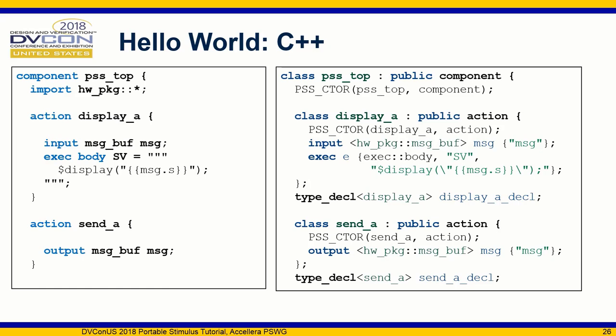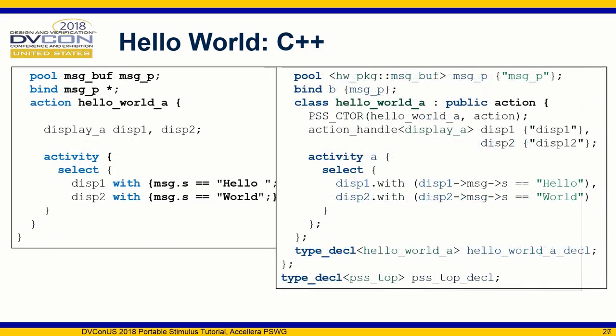Then we can also specify a component, which again has a constructor. We can specify actions, which has an input. We can define the exec block. And the same for the send action. We have outputs, etc. So all of the things that exist in the DSL have a one-to-one corollary in the C++. And the same for pools and binds. And we have activities, and we have the ability to select or do whatever. All the things that you can do in an activity in DSL, you can do in an activity in C++. And again, we have the type decl down there to tell the tool that these things are there, even though I haven't necessarily instantiated them, right?